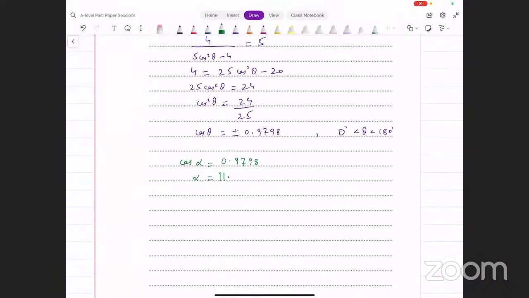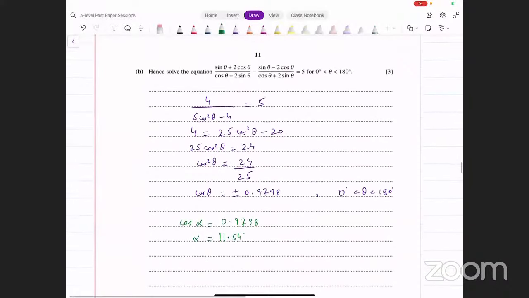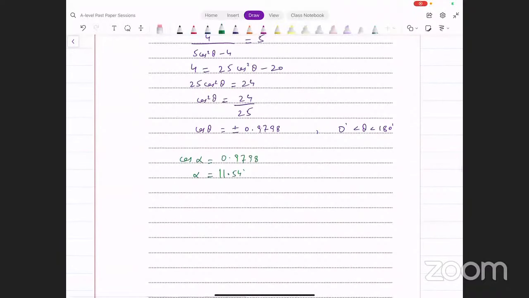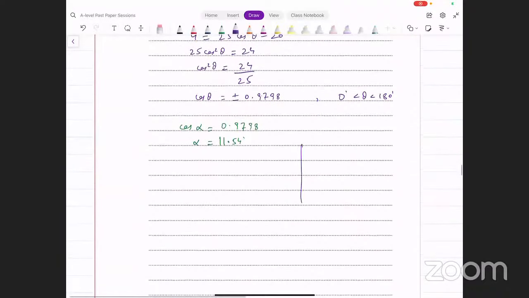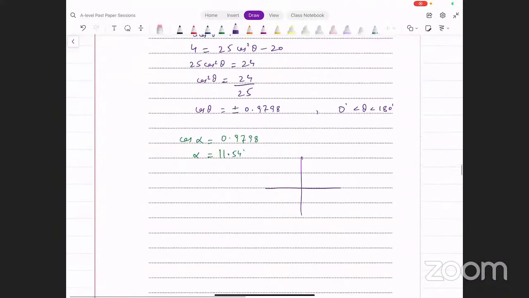Alpha equals 11.54 degrees. ये मेरे पास alpha आ गया, ठीक है. This is the basic angle. अब देखते हैं हम कौन से coordinates में हो सकते हैं. Now cos theta can be plus minus, दोनों हो सकते हैं. So basically we can be in any of the 4 quadrants.